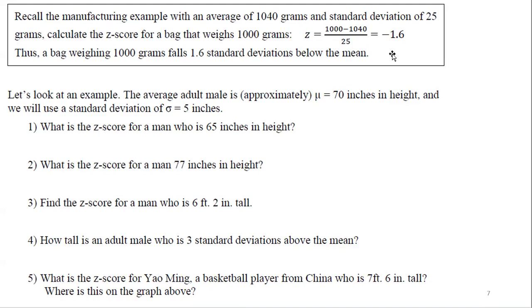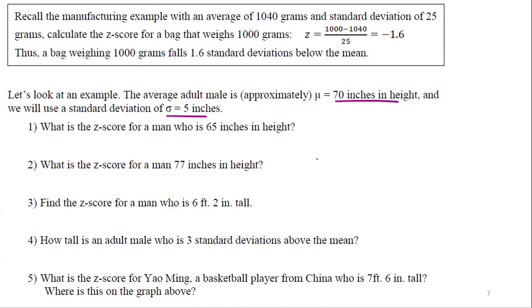Okay? In a minute, we'll discuss what this means and how we can find that. So let's look at the next example here. It says, let's look at an example. The average adult male is approximately 70 inches in height, and we will use a standard deviation of 5 inches. What is the z-score for a man who is 65 inches in height?